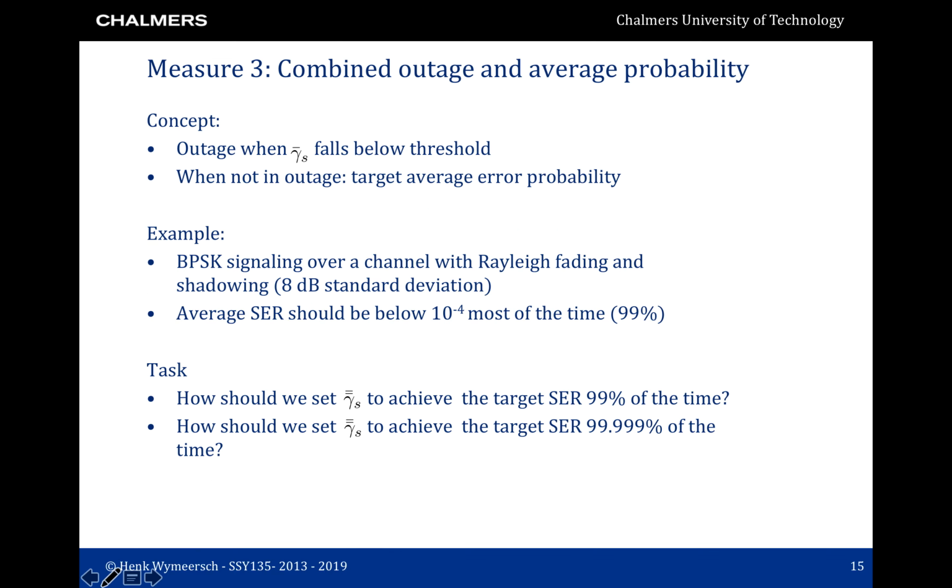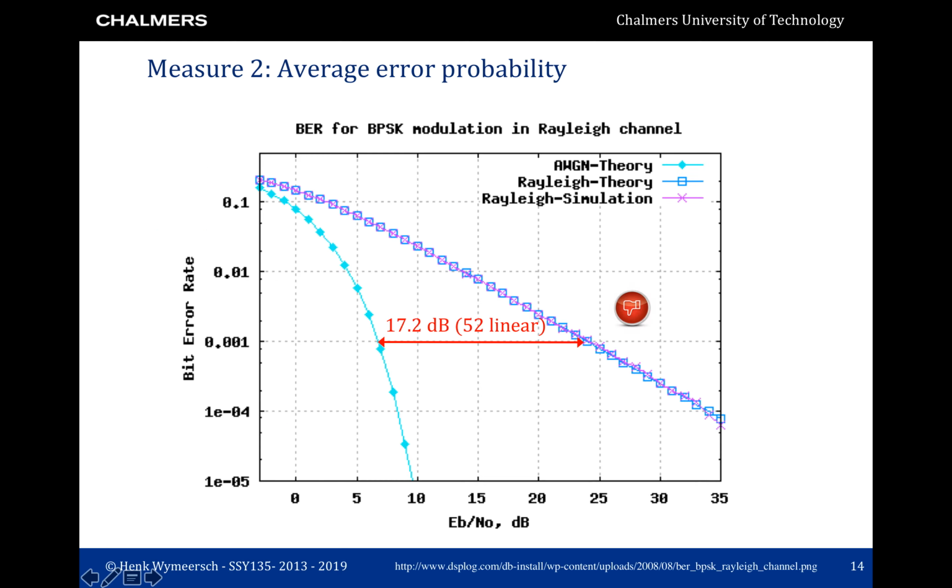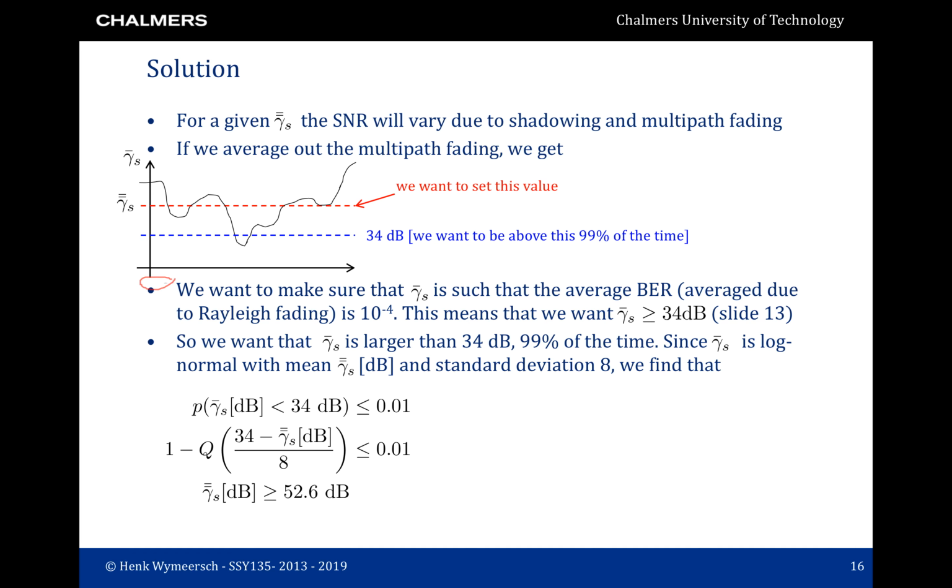Now I'll go back. We want a symbol error rate of 10 to the minus 4. 10 to the minus 4 in this slide here gives us this value, which is about 34 dB. Alright, so this is said here in this second bullet. We want to make sure gamma bar S is such that the average bit error rate is 10 to the minus 4, so we want gamma bar S to be more than 34 dB. Okay. And again, then this area will be less than 1%. So what we want is that gamma bar S is larger than 34 dB 99% of the time.